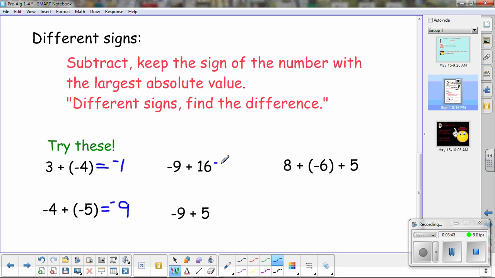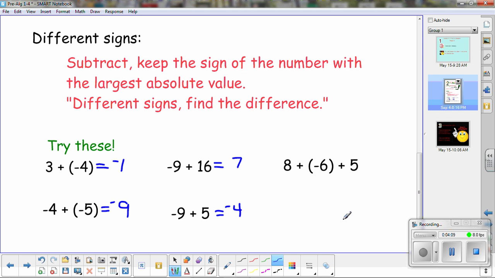-9 plus 16 is different signs, so find the difference. 16 take away 9 is 7, and keep the sign of the number with the largest absolute value, so it's +7. -9 plus 5, different signs, find the difference. 9 take away 5 is 4, and keep the sign of the number with the largest absolute value, which is negative, so -4 is your answer.